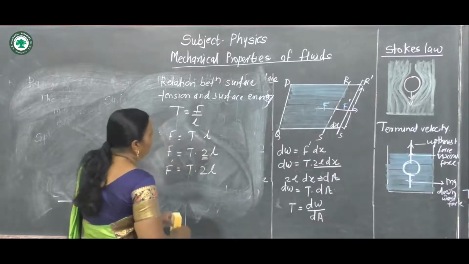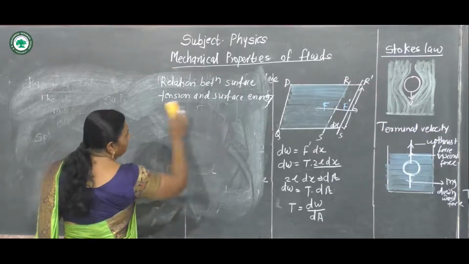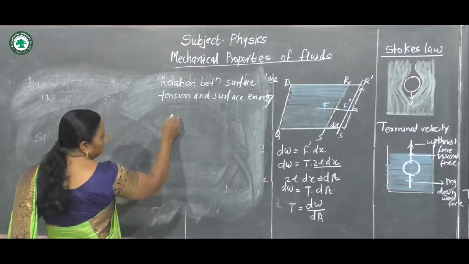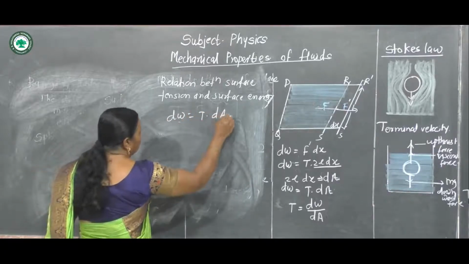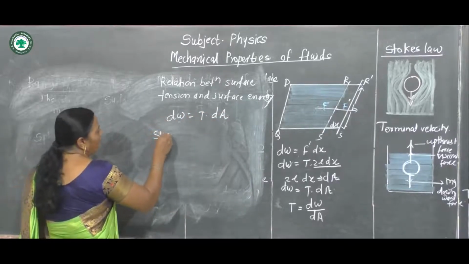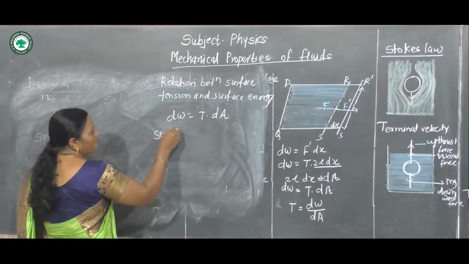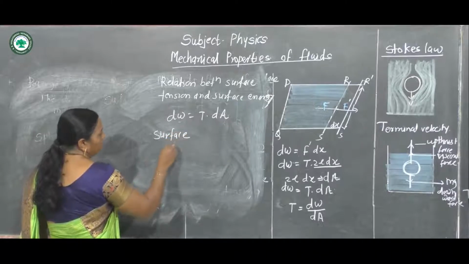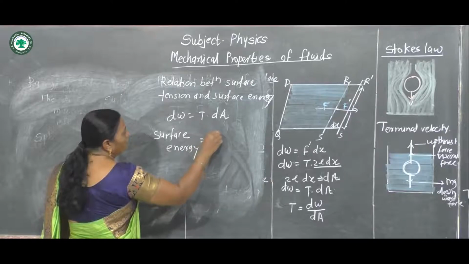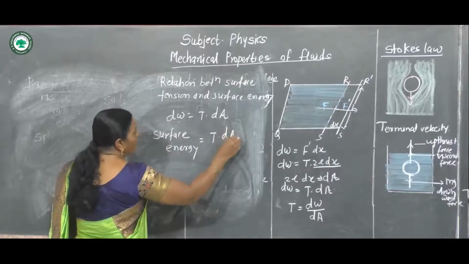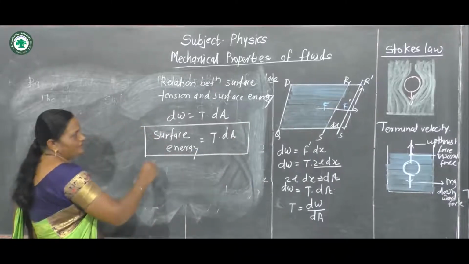This dW is called the surface energy, that is, dW is equal to T into dA. This is stored in the film, and it is called surface energy. This surface energy equal to T into dA is the relation between surface tension and surface energy.